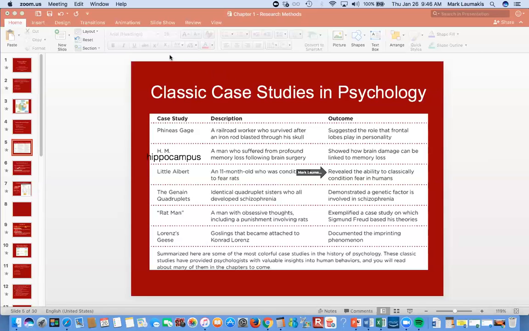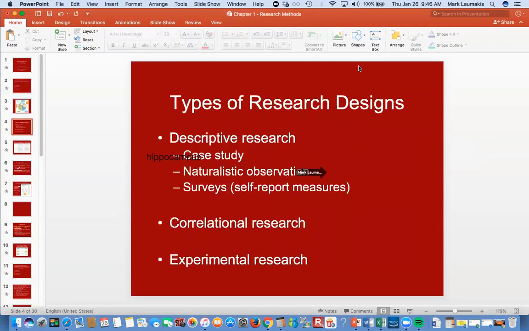So these are all case studies that have been really significant in the history of psychology, and it shows you that even with their limitations, case studies have a place in our bag of tricks, if you will, in our toolbox as research psychologists. Second type of descriptive research design is known as naturalistic observation.